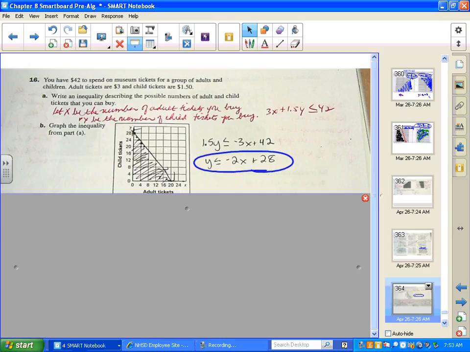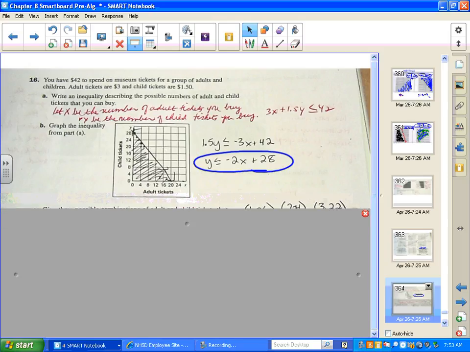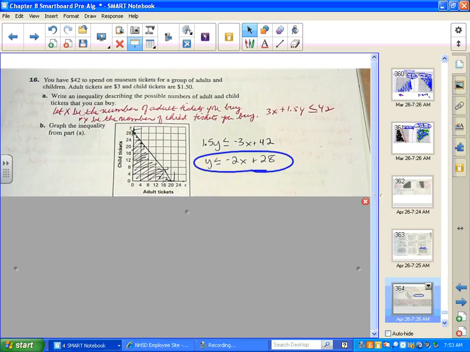So they ask you for C. Give 3 possible combinations of adult and child tickets that you can buy. All they're asking you is give 3 ordered pairs that fall in the colored region. So Emma, give us one. 0, 0. Good, 0, 0. Yes. What's another one? I had to think about that for a second because it sounds weird. Donatus, what's another one? Yep, 14, 0 works. What's another one? Briar.